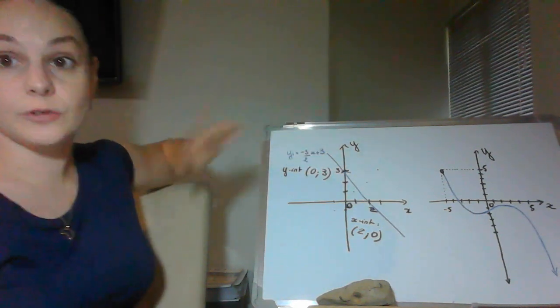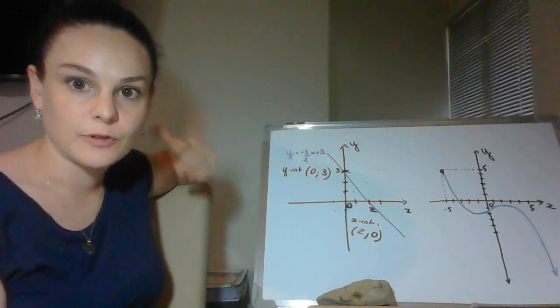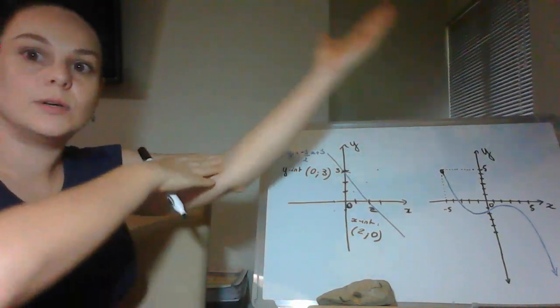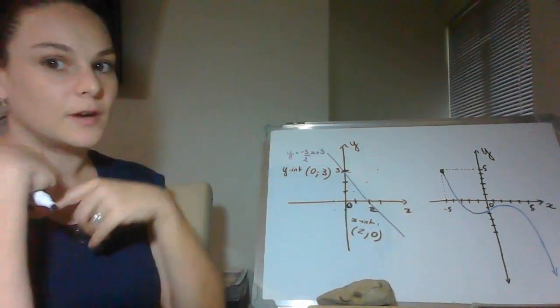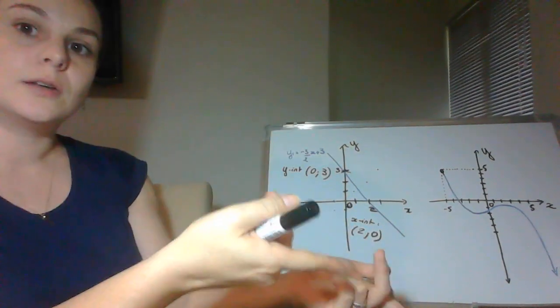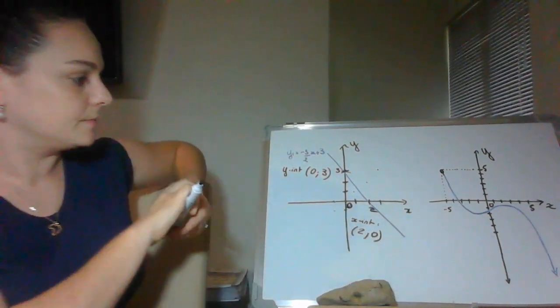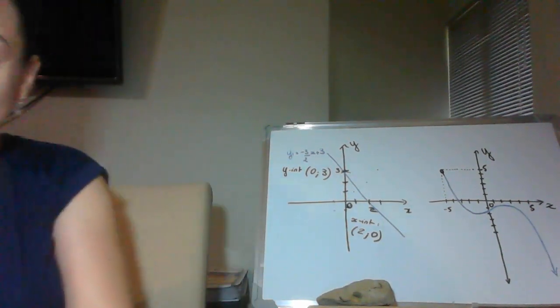And then you just solve the other one, because remember, a function has a correlation between the x and the y value. So if you know the x, you can find the y. If you know the y, you can find the x. Always. Alright, so that's our first two points from this.